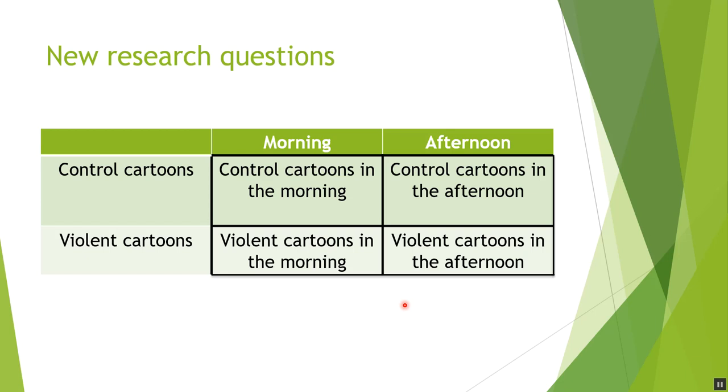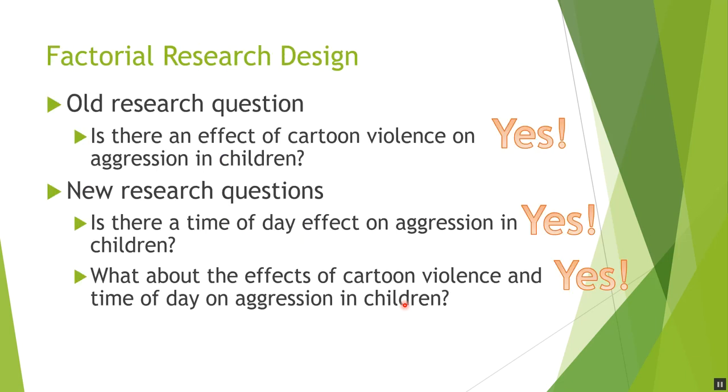And by creating this design where we have these four different conditions, we are able to answer all of these research questions. We can ask ourselves, is there an effect of cartoon violence on aggression in children regardless of the time of day? We can answer that question. We can also ask ourselves, is there a time of day effect on aggression in children regardless of what type of cartoons they've just watched? And then finally, we can ask ourselves the question, what about the effects of cartoon violence and time of day on aggression in children working together? We can answer all three of those questions. So this factorial design that I'm talking about allows us to answer several different research questions, more than just doing a couple different simple experiments as we had been doing.